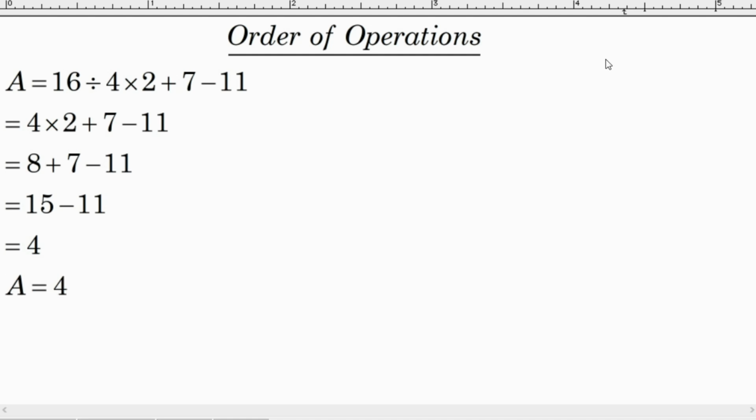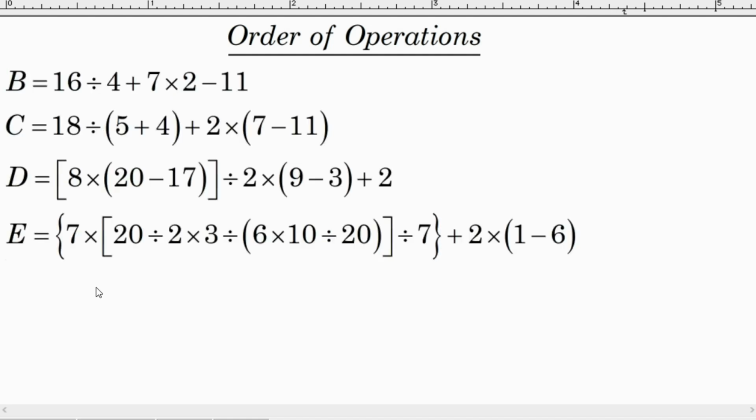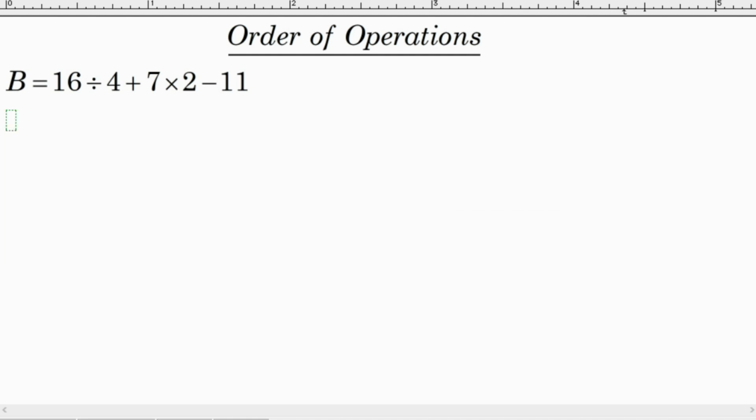Now we have to solve the next question, B. First I have to delete question A. So we have this question, B. Now I'm going to delete these 3 questions so that we have more space to write for solving question B. I want you to understand how we solve order of operations questions, what comes first and what comes next.